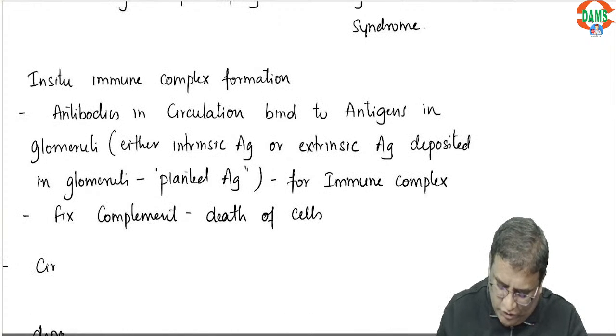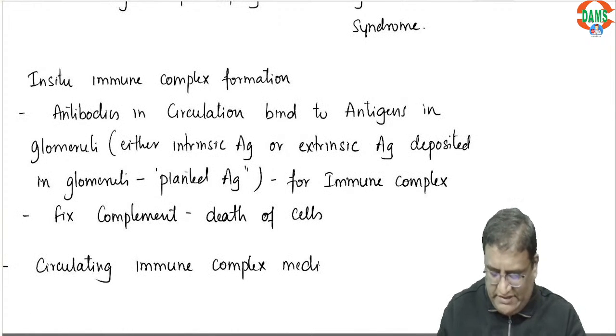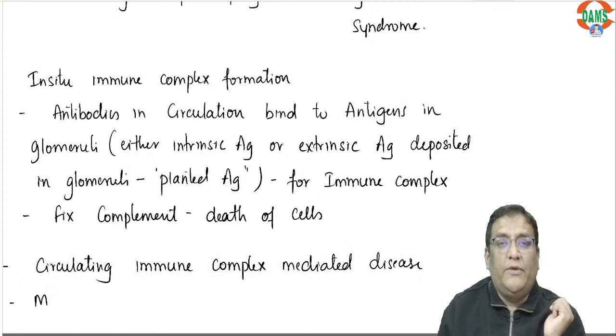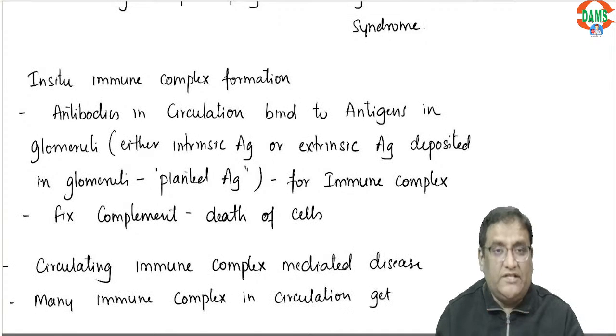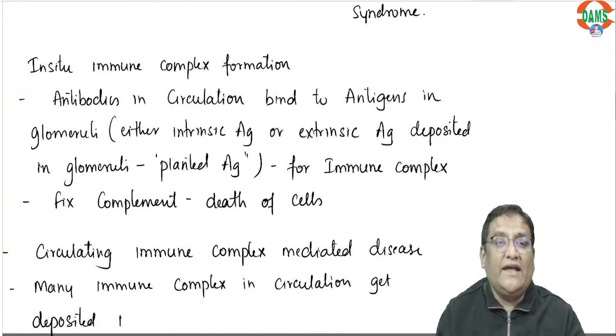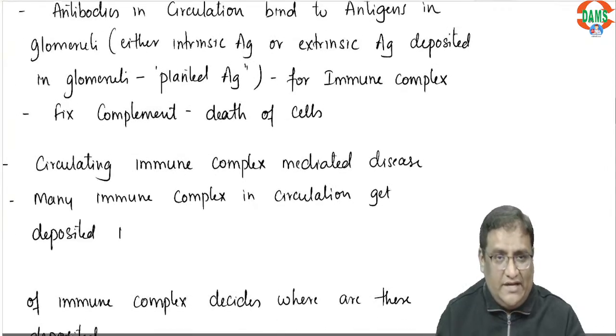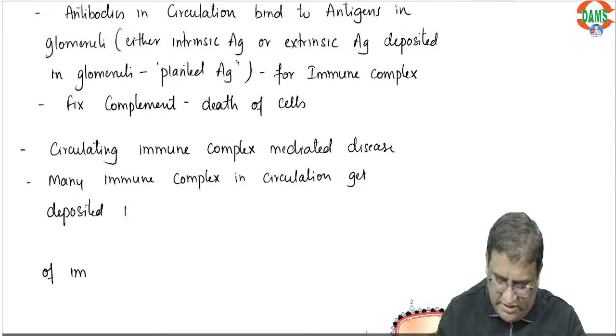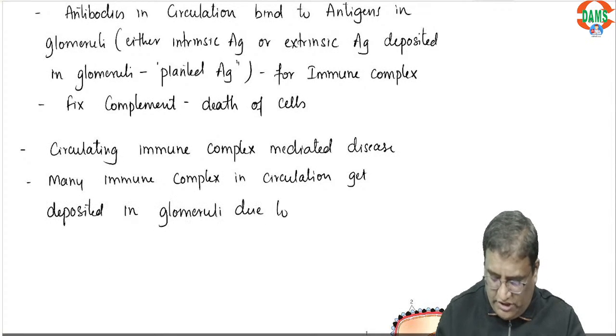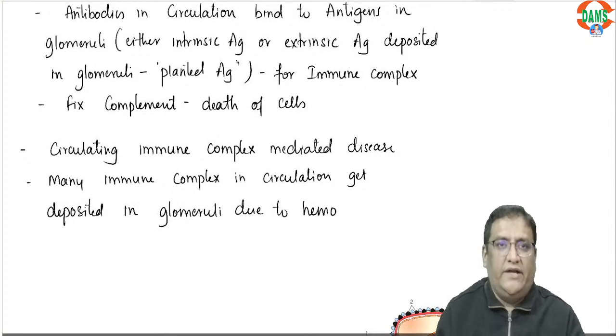Next, circulating immune complex. What about circulating immune complex? These will be large immune complexes that will be formed. Many immune complexes in the circulation can get deposited in the kidney, or in the glomerulus, better word, due to two things.